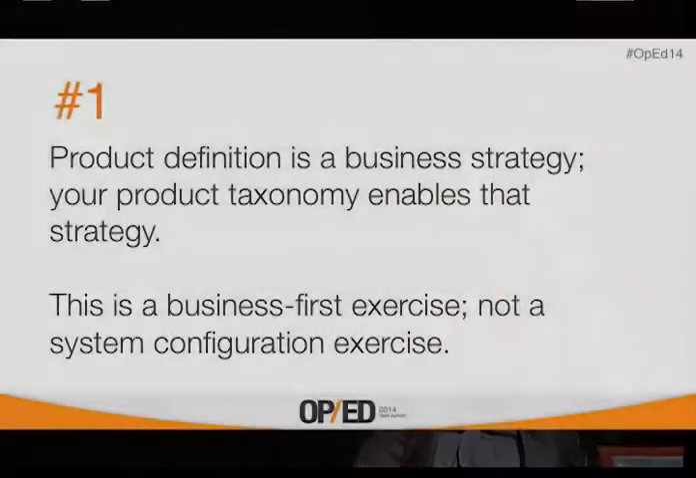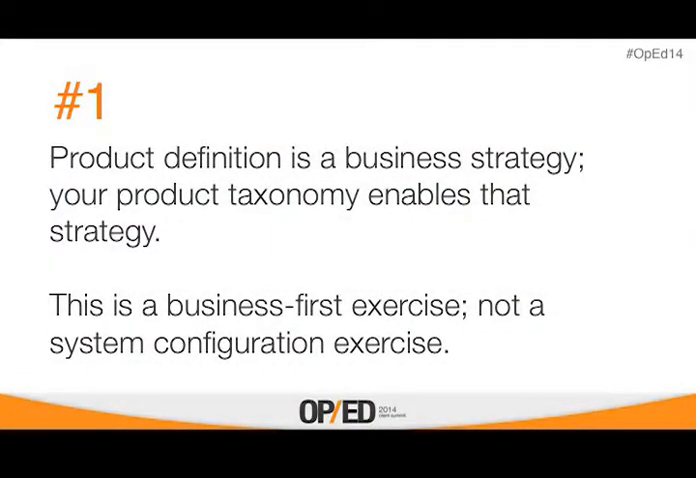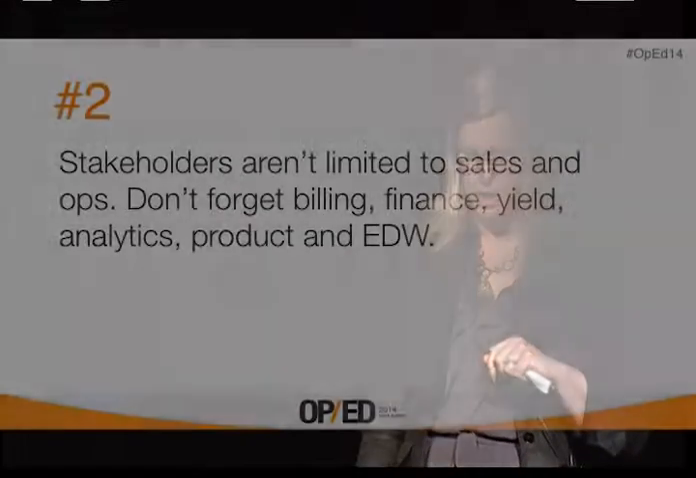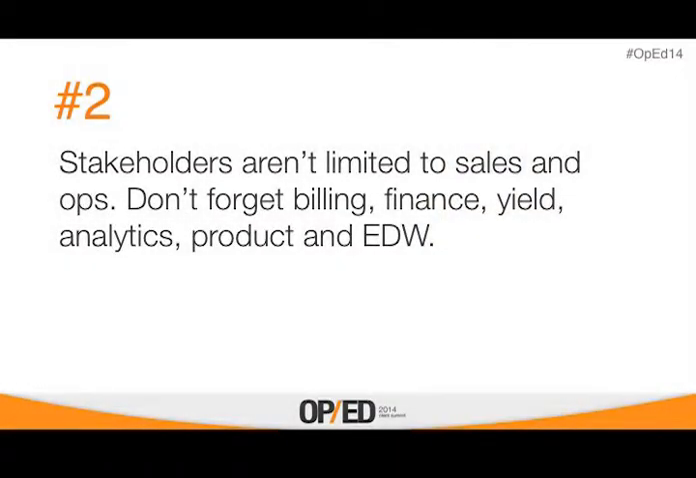And then training. So 5 key takeaways. I did something similar. One, a product definition is a business strategy, and the product taxonomy enables that strategy. It is a business-first exercise. This is not a configuration exercise. It will eventually need to be loaded into whatever system that you are working in, but it is a business-first exercise.